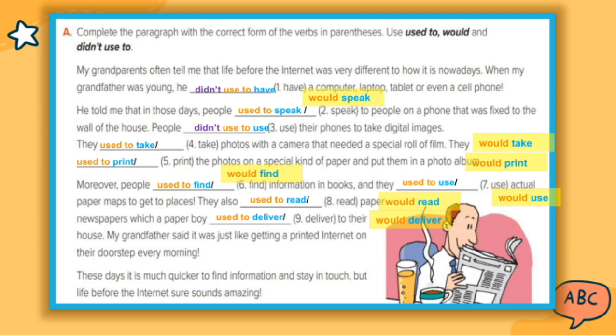When we say used to read, it reminds us of a time when reading was perhaps more frequent or different in style. Used to use points to habits of utilizing tools or technologies that are less common now, and would use shows a typical practice in the past. Used to print again emphasizes the printing practices of earlier times. Similarly, would take indicates the act of carrying or bringing something, and used to take highlights past habits of doing so.